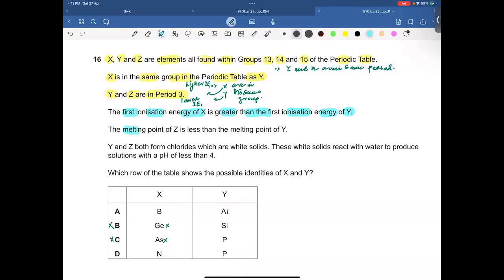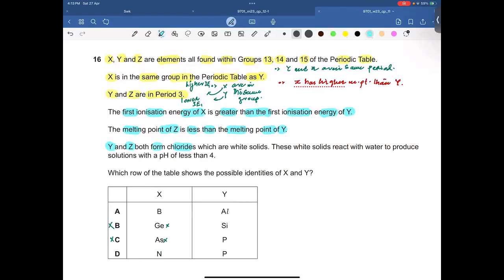Next is the melting point of Z is less than melting point of Y. This is our third clue. Z has higher melting point than Y. Now the next is Y and Z both form chloride.